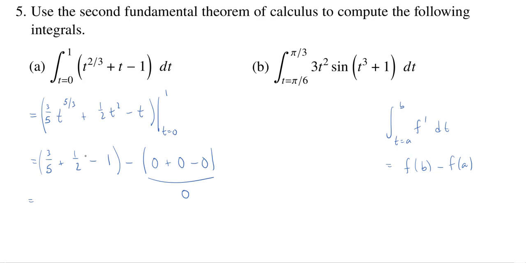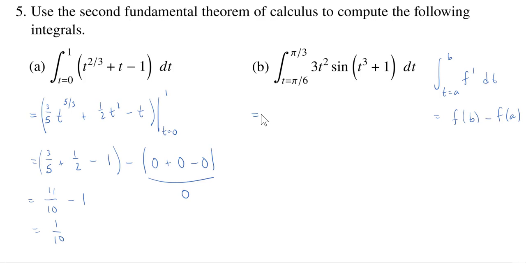Cool. So now it's just a little bit of arithmetic. This is going to be 3 times 2 is 6, plus 5 is 11 over 10, minus 1. 1 is 10 over 10. So this is 1/10. Awesome. Okay, first integral completed. How about this second integral? Let's move this out of the way a little bit.